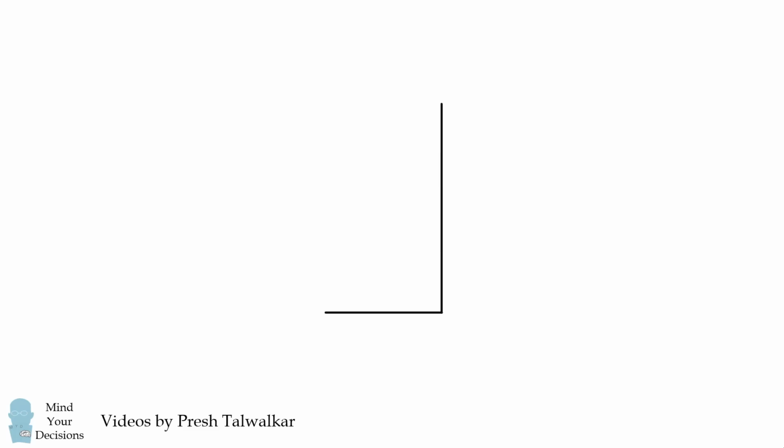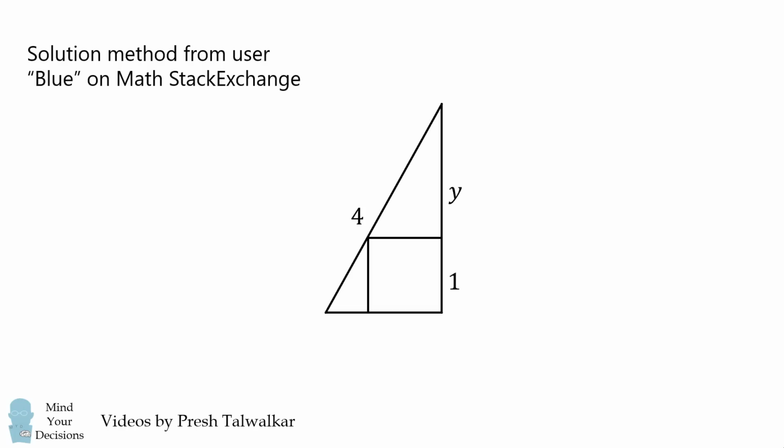So how can we solve this problem? We have a ladder with a length of 4, a cube with a side length equal to 1, and we want to solve for the distance y. It seems simple, but it's quite complicated. The solution I'm going to present is from the user Blue on Math Stack Exchange. I thought it was a very elegant solution.